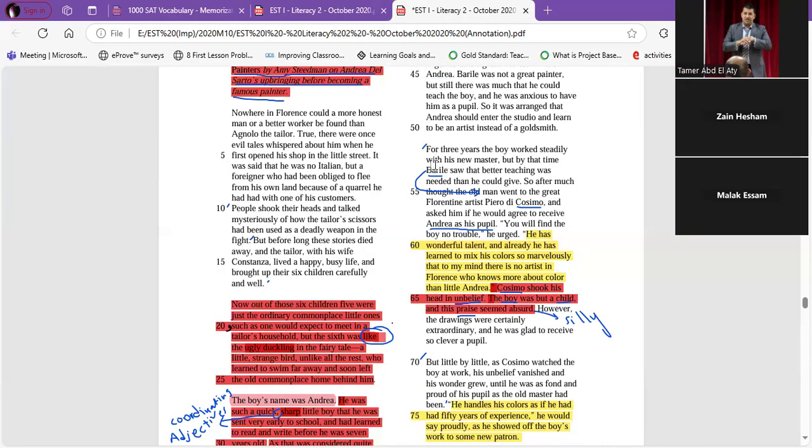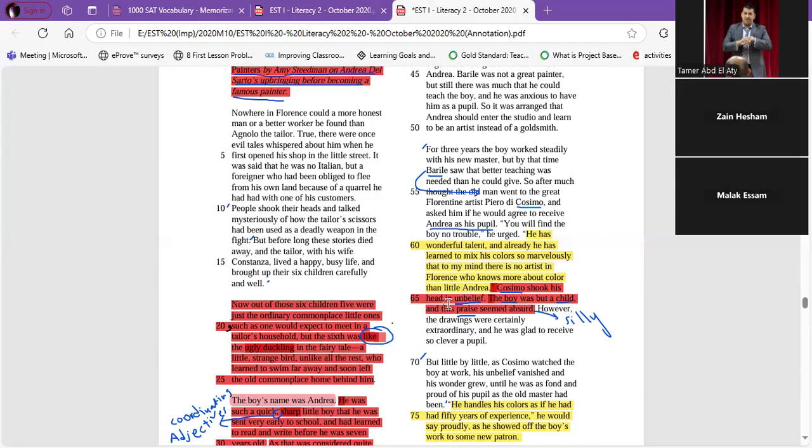So from here: "For three years, the boy worked steadily with his new master. But by that time, Braille saw that better teaching was needed than he could give. So after much thought, the old man went to the great Florentine, Aristobalo di Cosmo, and asked him if he would agree to receive Andrea as his pupil. You will find the boy no trouble, he urged. He has wonderful talent, and already he has learned to mix his color so marvelously that to my mind there is no artist in Florence who knows more about color than little Andrea."